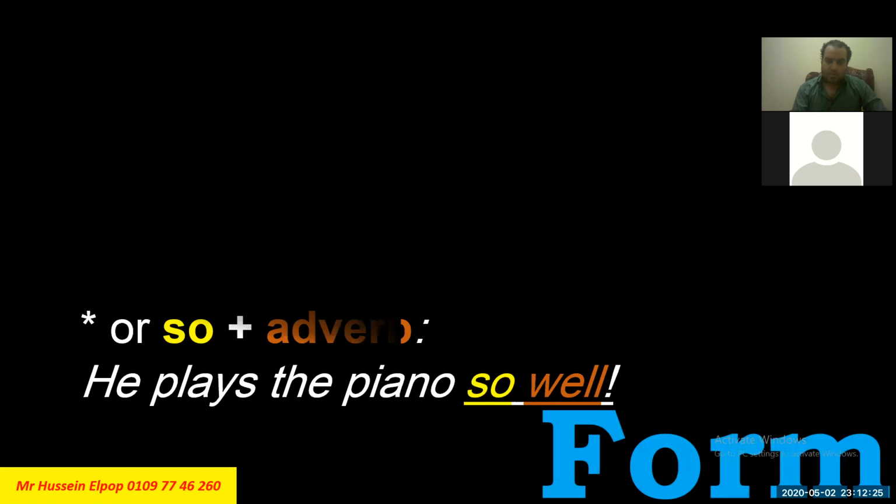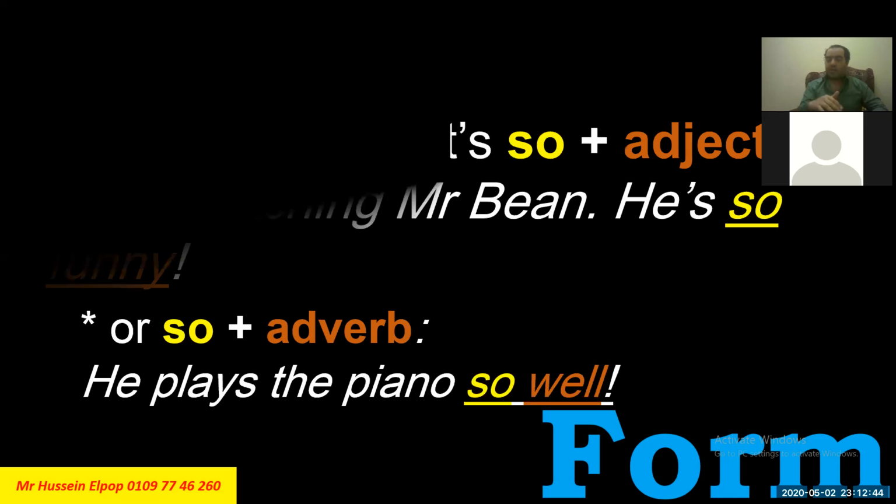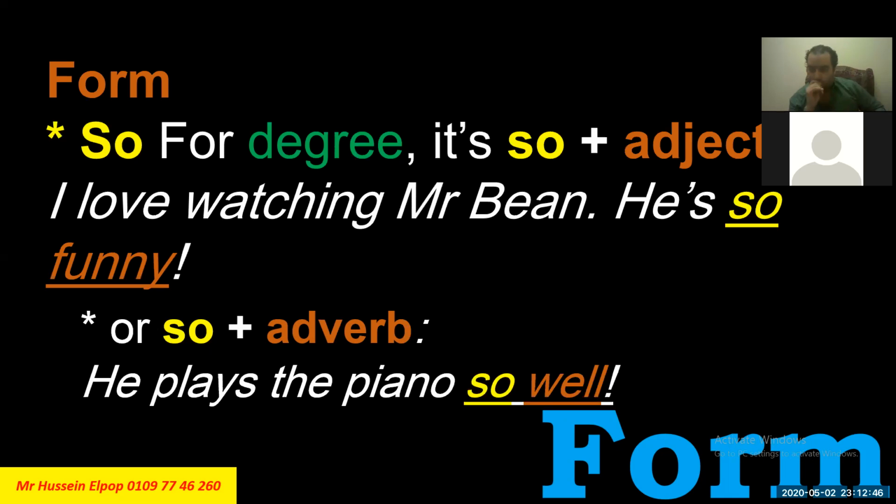So here, now we move to the form. We're going to a new thing. So this adverb: he plays the piano so well. So sometimes so is followed by an adverb. So you say so well, so quickly. The car runs so quickly. And of course, you can use it before an adjective.